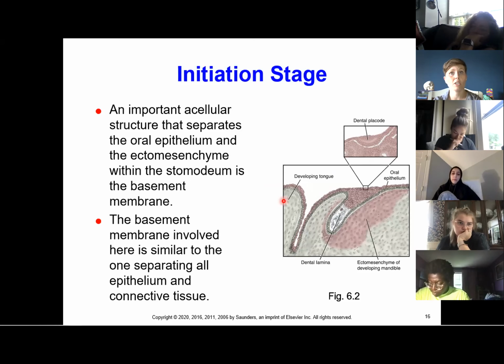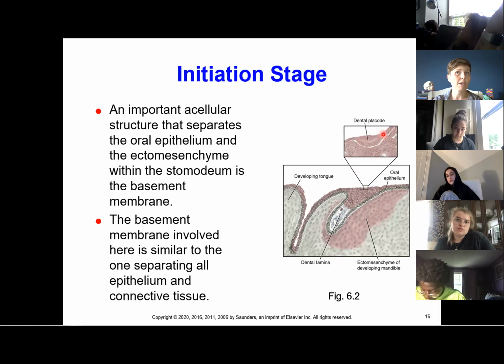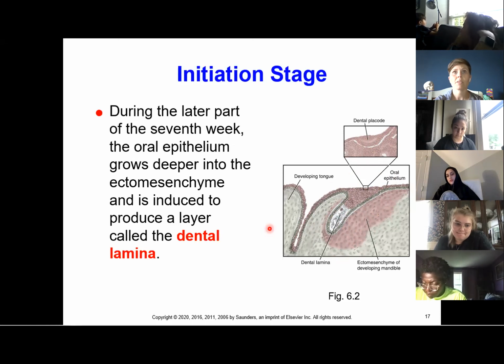So you'll see here, here's your developing tongue, here is your dental lamina, and here is your ectomesenchyme of the developing mandible. Here is your oral epithelium, and you can see a very nice little dental placode, that's the initial, right? That little dental placode is like excited and about to start turning into a tooth.